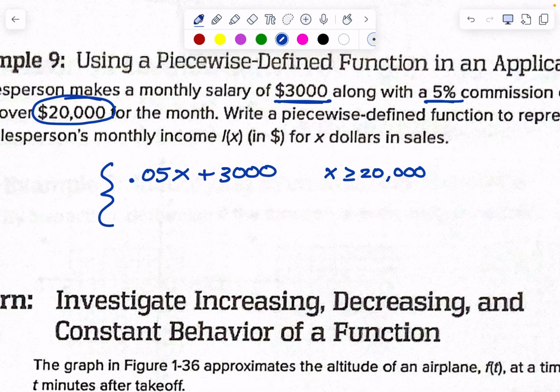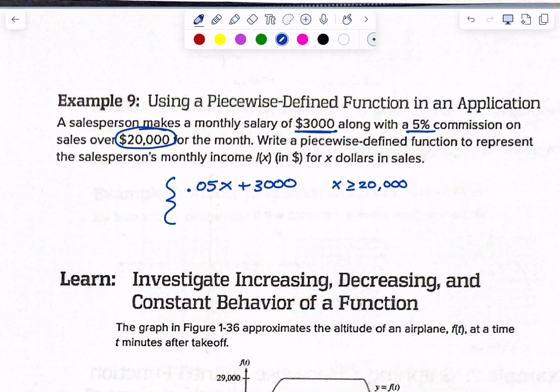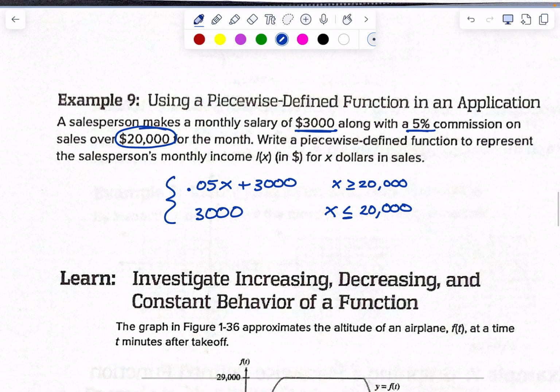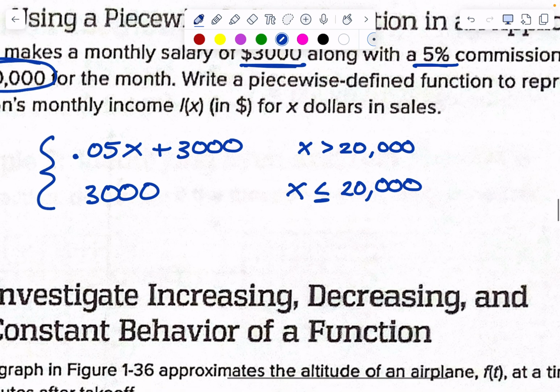What if x is less than 20,000? It doesn't say, but you just get 3,000, don't you? Because you wouldn't get your commission. It says along with, so that makes sense. So 3,000 probably for x's that are less than 20,000. Oh, but wait, over 20,000. So the equal to should go here and not here, correct? You have to be over 20,000 in order to get commission. Over 20,000 would be not equal to 20,000.